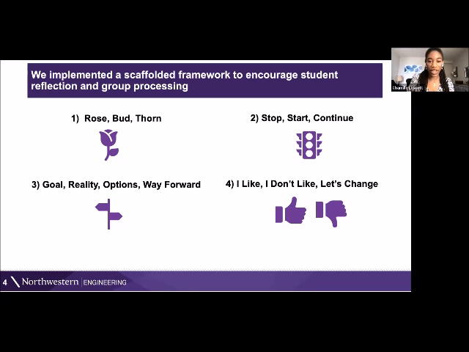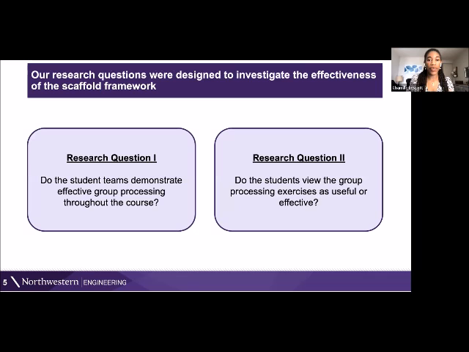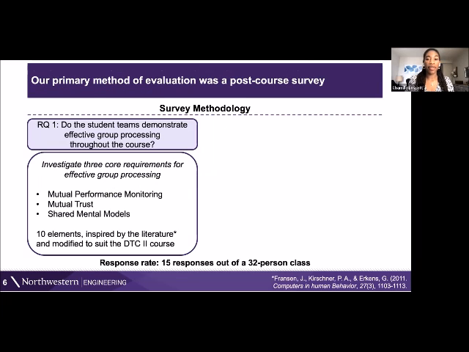Pretty self-explanatory there. So our goal is to evaluate the scaffolded approach to encouraging group processing. And we can define our research questions to investigate the effectiveness. The first research question we'll talk about is, do the student teams demonstrate effective group processing throughout the course? The second one was, do students view the group processing exercises as useful or effective? Our primary method of evaluation was a post-course survey, and I'll go through the methodology here for each research question.